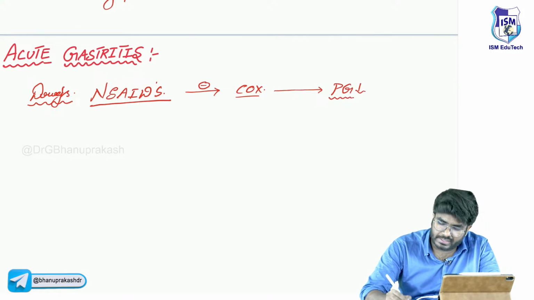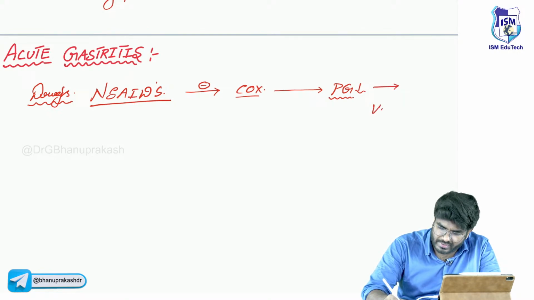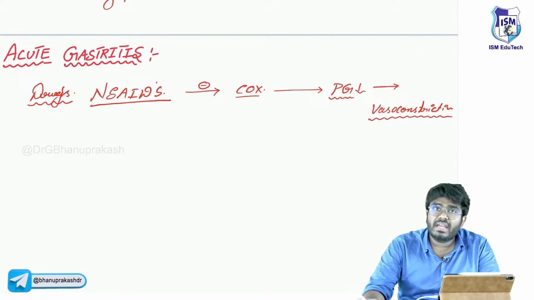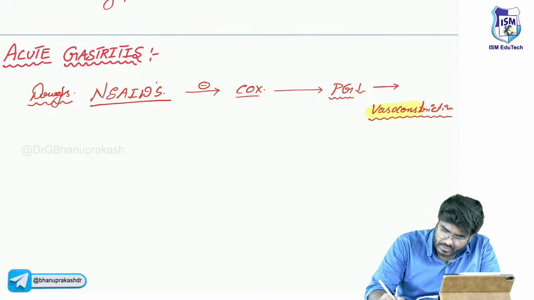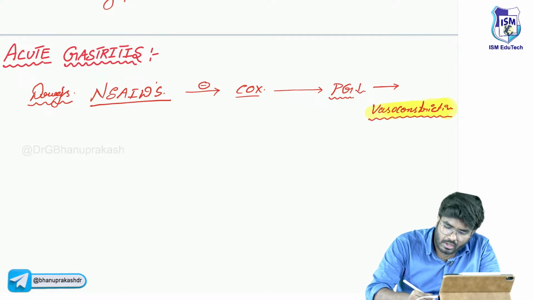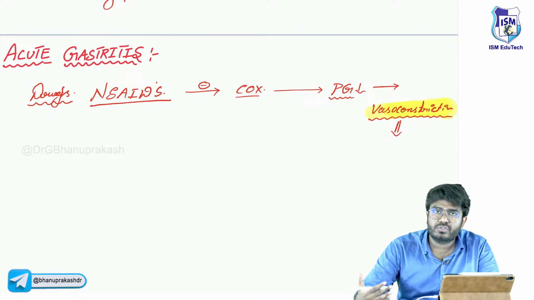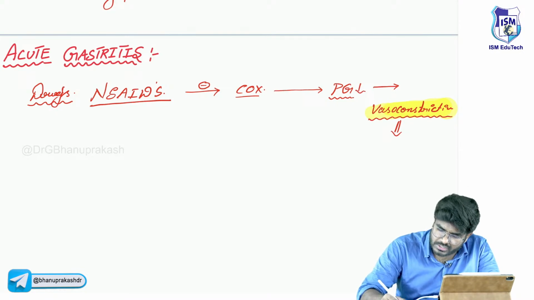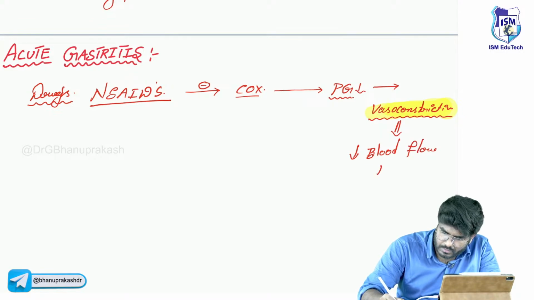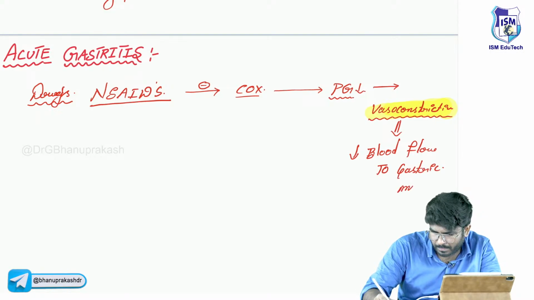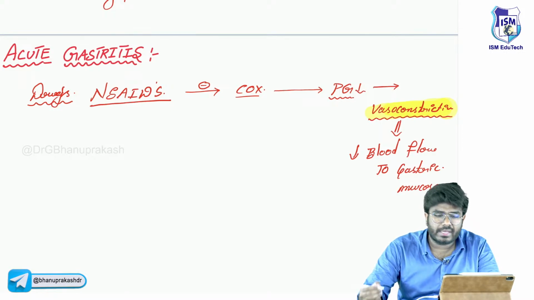Whenever there is a decrease in the prostaglandin levels, there will be vasoconstriction in the body. The prostaglandins are the ones which cause vasodilation. When prostaglandin levels decrease, vasoconstriction will occur. Whenever there is vasoconstriction, what happens to the blood flow? Blood flow decreases. Blood flow decreases to what? Generally to every organ the perfusion is going to be decreased, but also to the gastric mucosa. So vasoconstriction decreases the blood flow, a decrease in blood flow to the gastric mucosa.